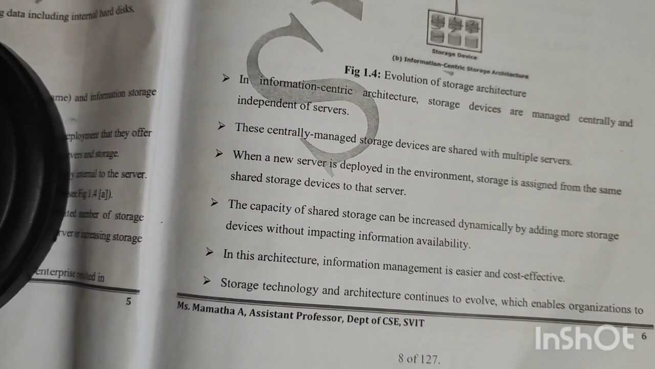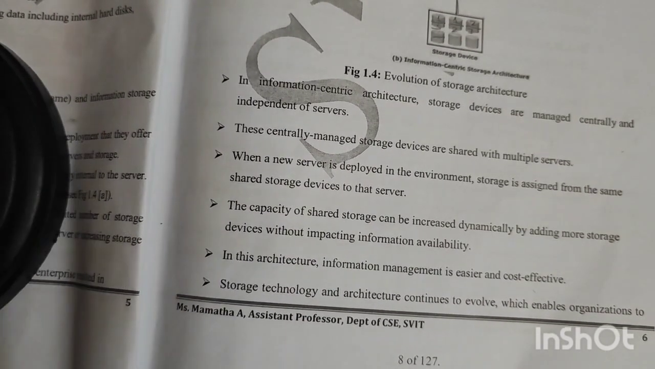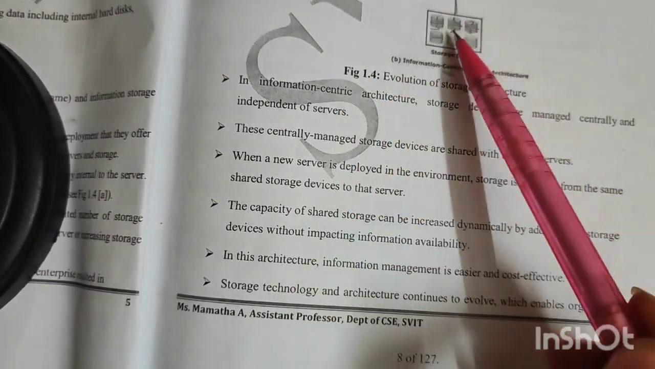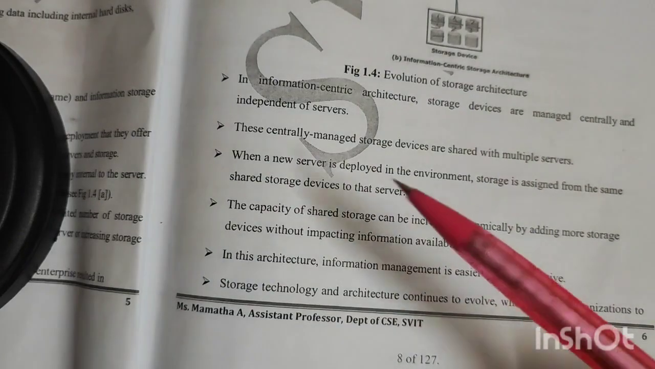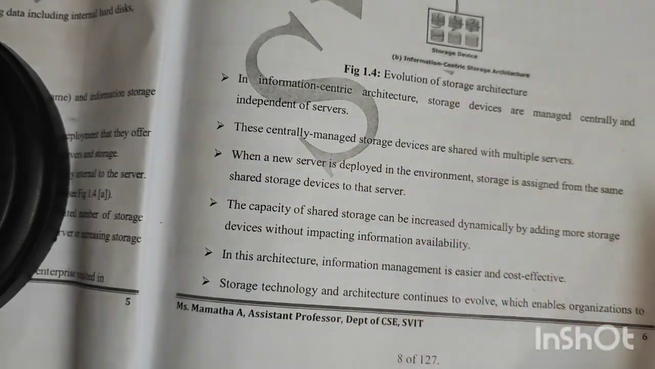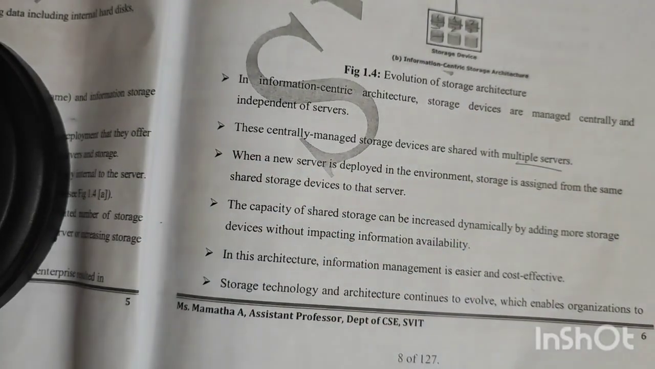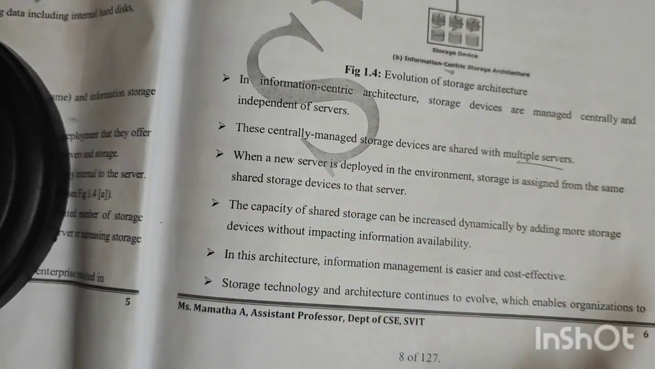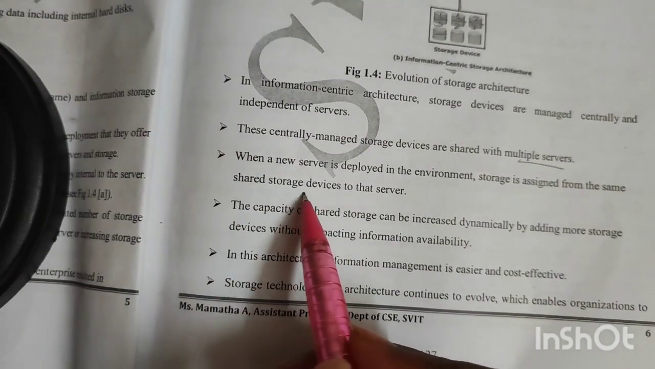So these information-centric storage devices are managed centrally, and they're independent of servers. So even if one server fails, you have the contents of the other server. That is what happens here. The centrally managed devices are shared with multiple servers, and when a new server is deployed in an environment, the storage is assigned from the same shared storage device.